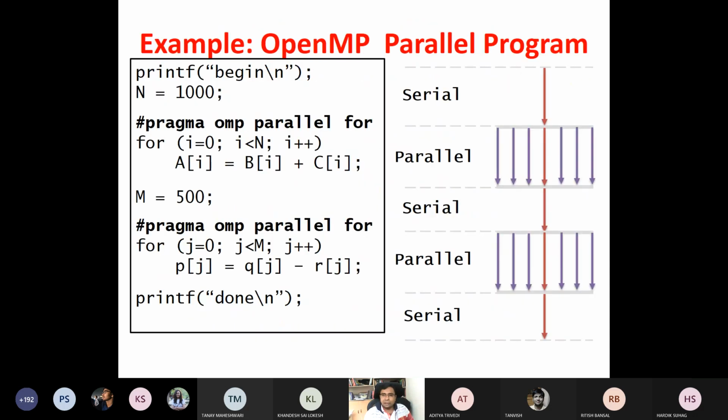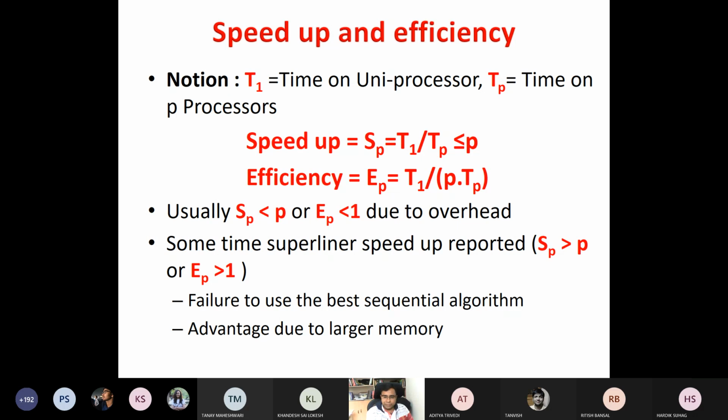Let's take some standard: given a program, how can we achieve efficiency, and how can we calculate the speedup and efficiency given the serial fraction and parallel fraction? So speedup and efficiency, let's look at some notation. Suppose T1 is the time when you execute the program on a uniprocessor, and TP is the execution time on P processors. Then what will be the speedup? Definitely the speedup will be T1 by TP.